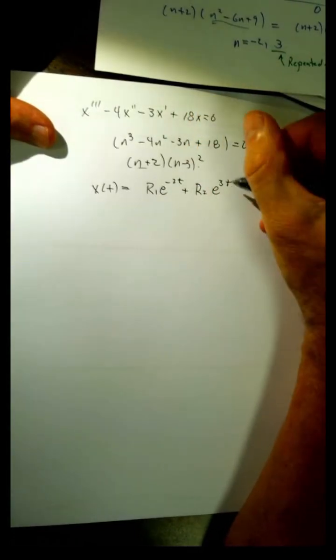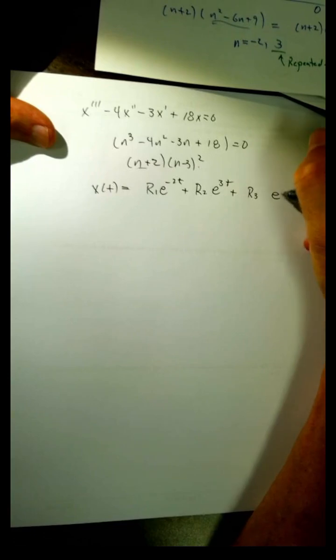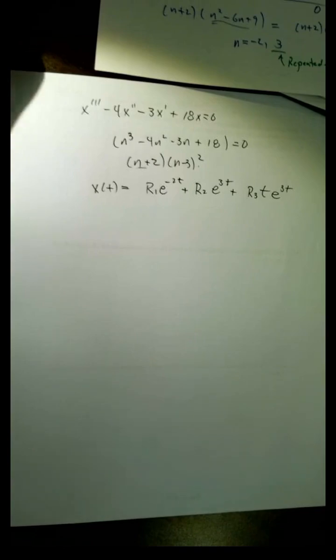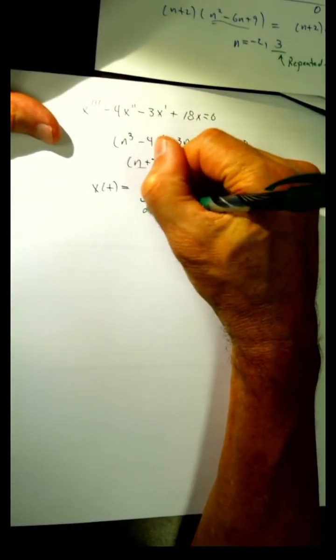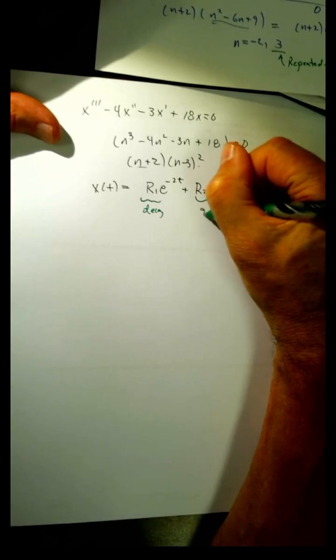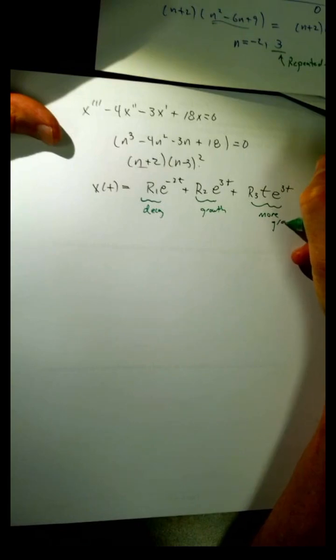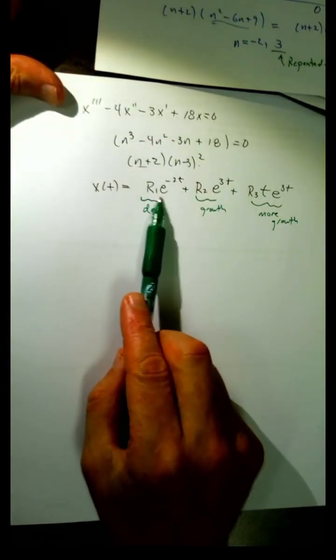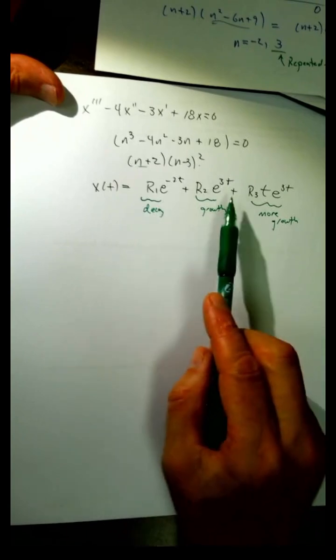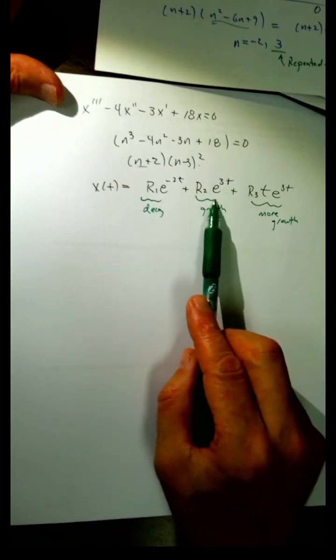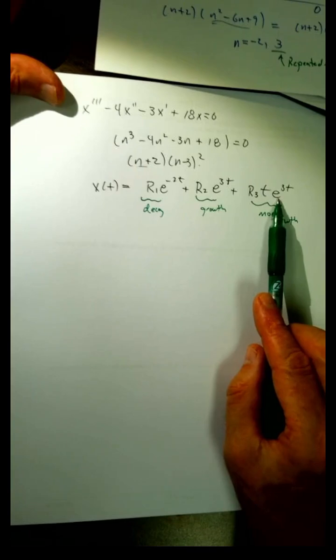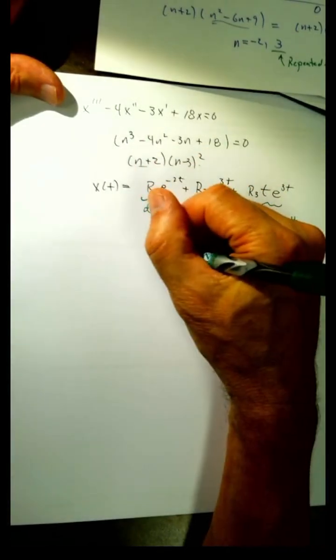And now, because this is a repeated root, I need to take the same thing that I got before and multiply by t. By the way, notice this is decay, this is growth, and this is growth, but it's also even more because you're multiplying the thing by t. So as t grows, this e to the minus 2t gets close to 0. This term, e to the 3t, gets really big, but t times e to the 3t is going to get even bigger.